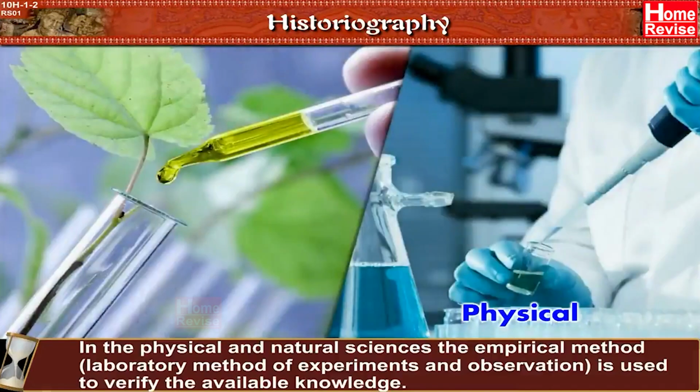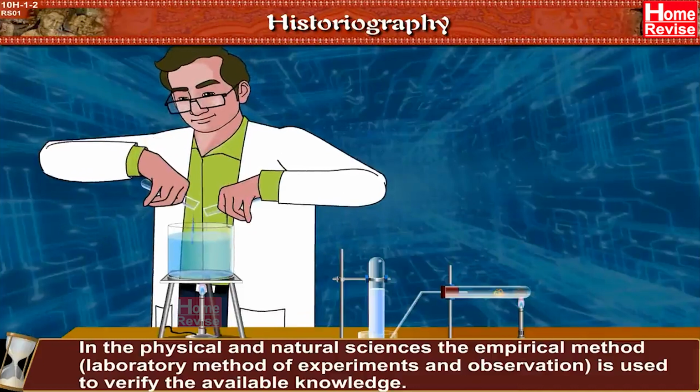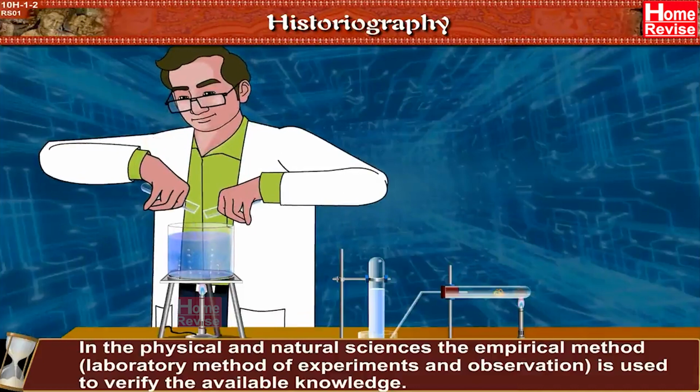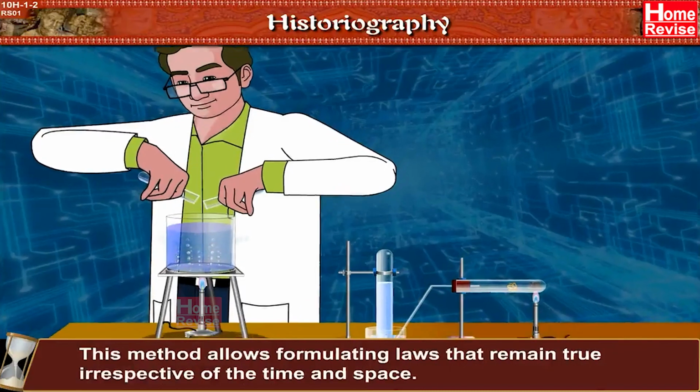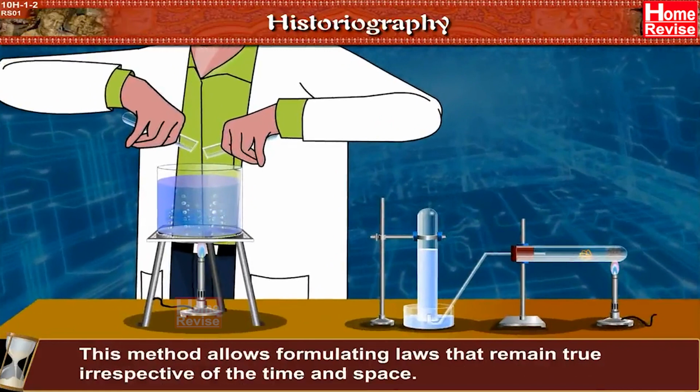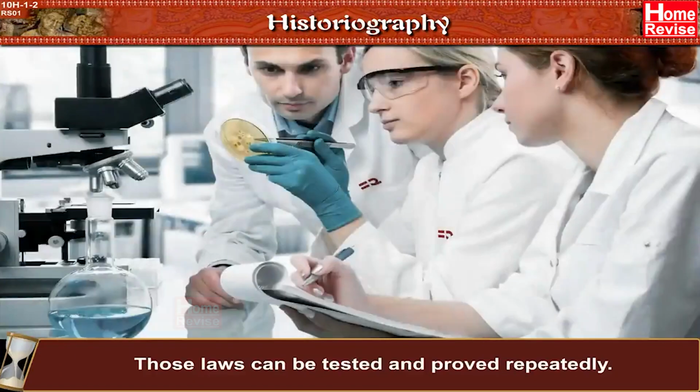In the physical and natural sciences, the empirical method, that is, laboratory method of experiments and observation, is used to verify the available knowledge. This method allows formulating laws that remain true irrespective of the time and space. Those laws can be tested and proved repeatedly.